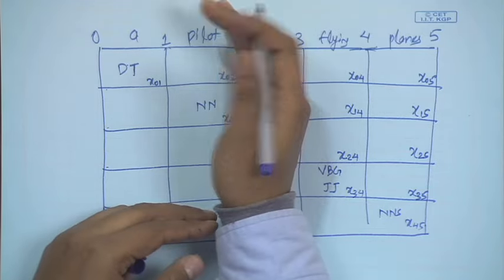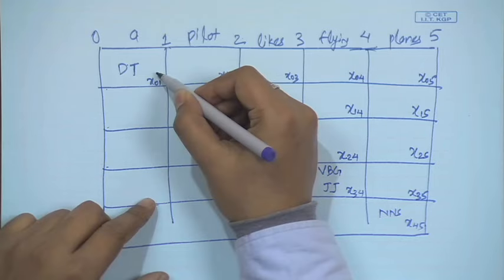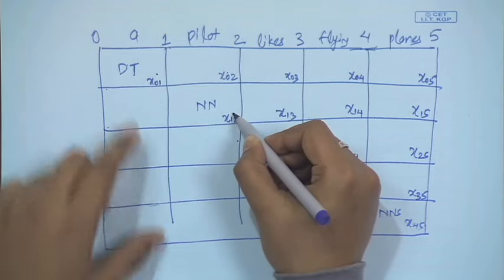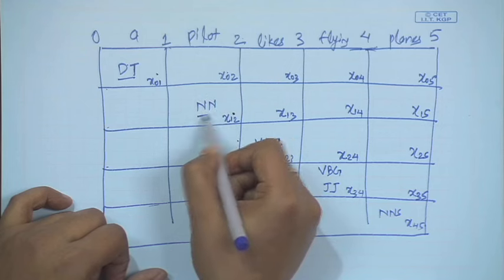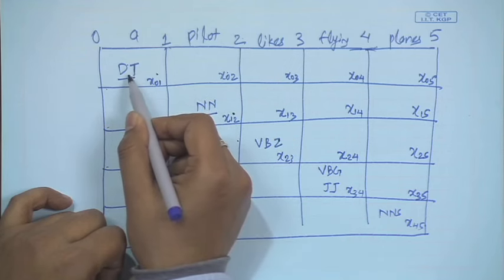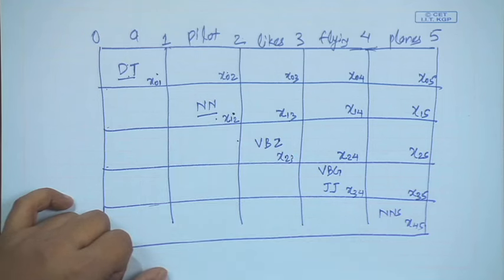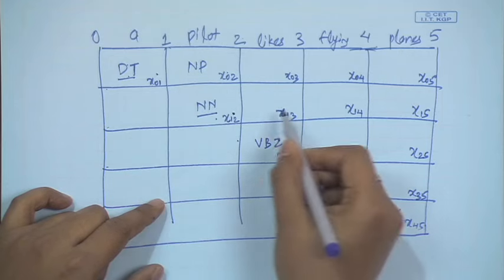Then you go to the next step, x02. Now x02 can come from x01 and x12 as a breakup of these 2 points. So is there a rule in my grammar where on the right hand side I have DT followed by NN? And if you see your grammar, yes, NP gives me DT followed by NN. So I can fill in NP here.